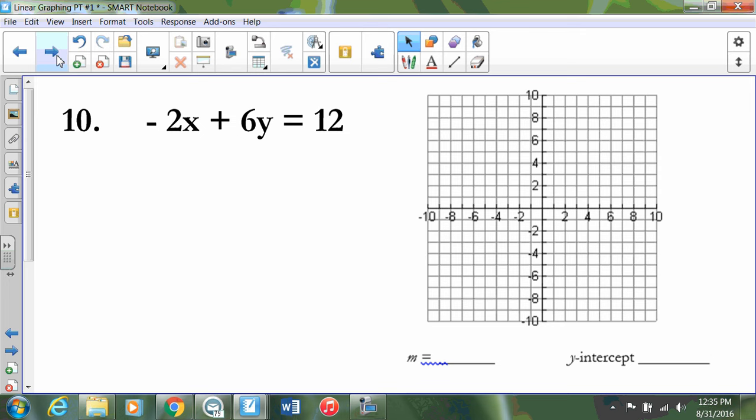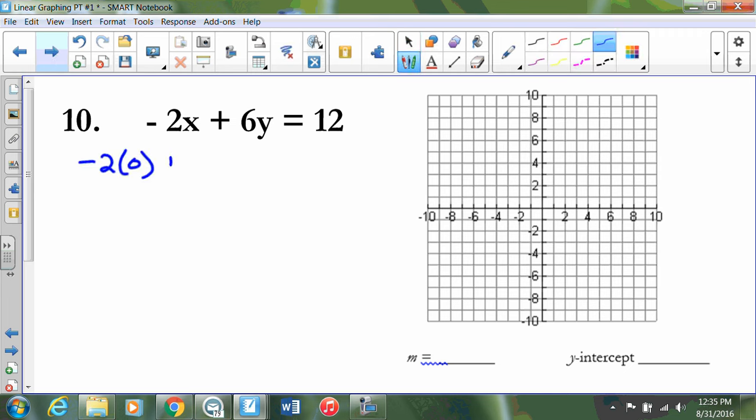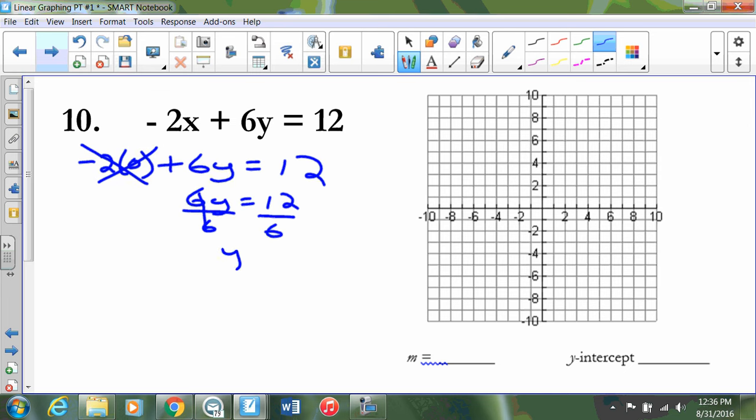Same thing here, we notice x and y are on the same side of the equal sign. So we've got to go ahead and start plugging in zeros to find the intercepts. If I plug in a 0 for x, then -2 times 0 is 0, gone. So all I have left is 6y equals 12. Divide both sides by 6. So y equals 2. That means go to the y-axis and find the 2 and put your dot there.